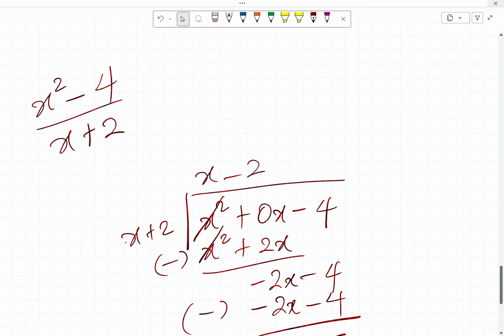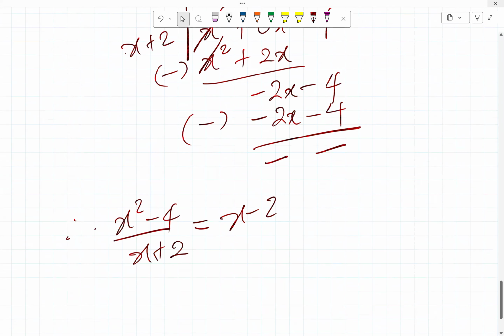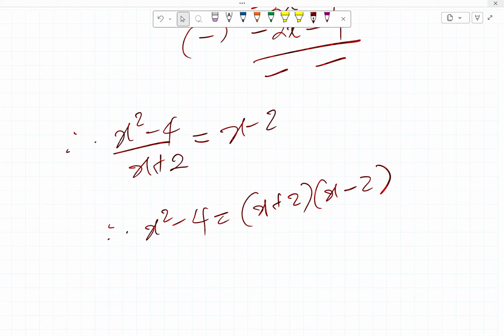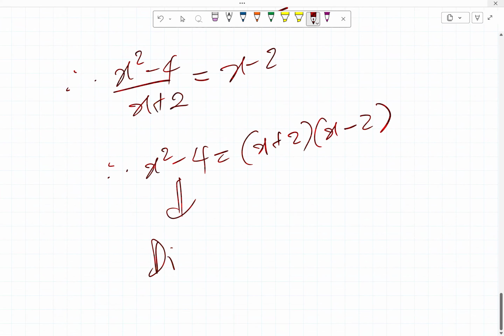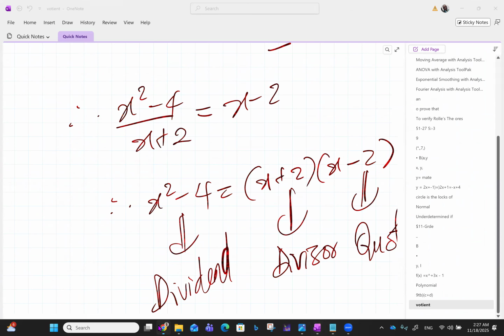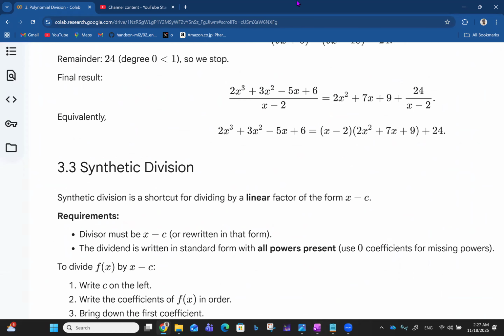So it means that x plus 2 goes perfectly into x squared minus 4, right? So we now say that x squared minus 4 equals x plus 2 times x minus 2. In this case, this is our dividend, this is the divisor, and this is the quotient. So no remainder in this case. So we have cases like that. Okay, so that's about the long division. I hope by now, with these 3 examples, you have really got the point.